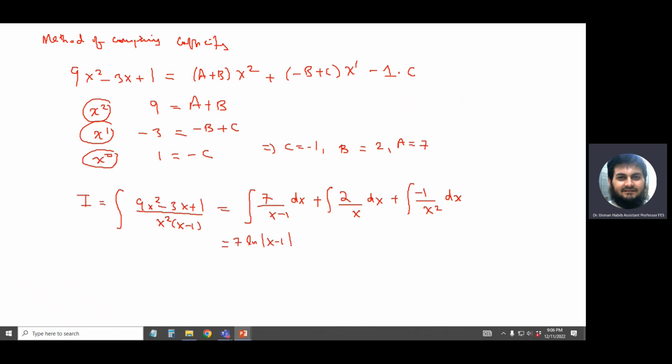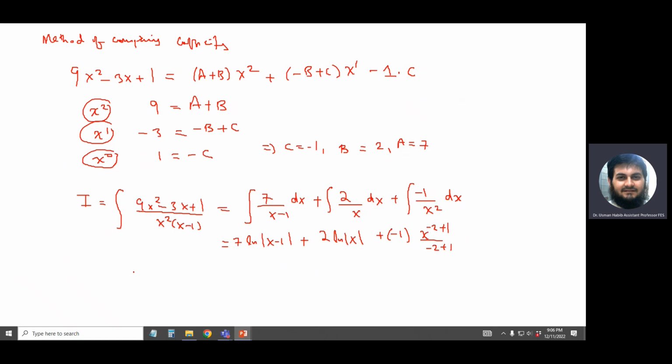We know that the derivative of x minus 1 exists in the denominator, so it will become 7 times natural log of x minus 1 plus 2. Again, this becomes natural log of x because the derivative of x exists in the denominator. The integral of 1 over x is natural log of x. For this one, we can easily solve this by taking it to the numerator with x raised to the power minus 2. The minus 1 comes out, and the integration becomes x to the power minus 2 plus 1 divided by minus 2 plus 1. So all of this will result in plus 1 over x. So this is the final answer.